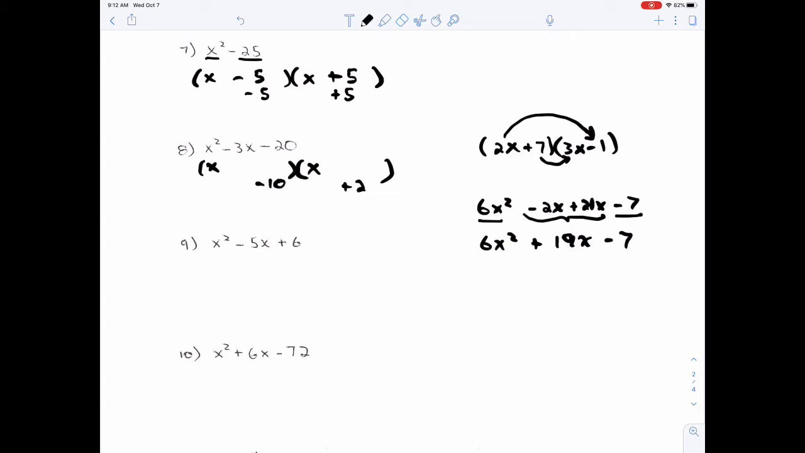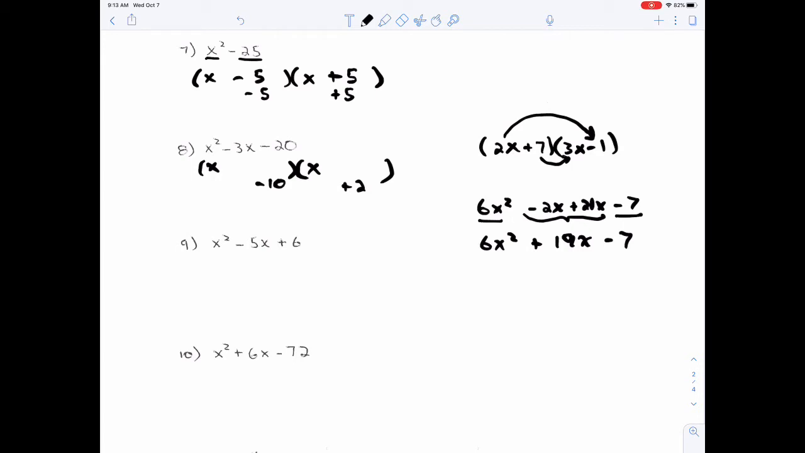The 2x times negative 1 and the 7 times 3x. Okay? Not FOIL. It's a distributive property. All right? Okay. So anyway, let's go back to this problem.